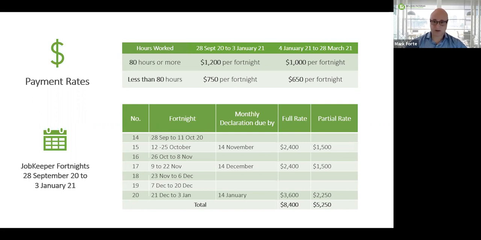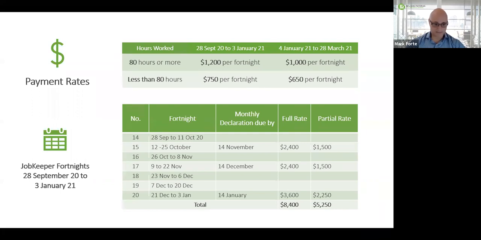$750 per fortnight up to the 3rd of January. And if you're able to qualify for JobKeeper, we'll call it JobKeeper 3, the 4th of January 21 to the 28th of March 21, you can see how the payment rates have declined. And as the government puts it, to wean people off JobKeeper in a slow but steady type of fashion.